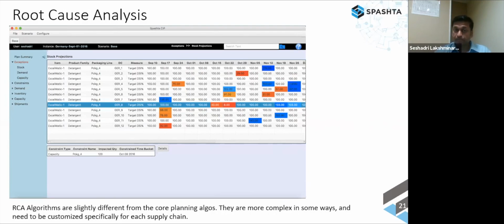But if you have constraints, especially in a capacity material time, then absolutely look to build this module. Okay.